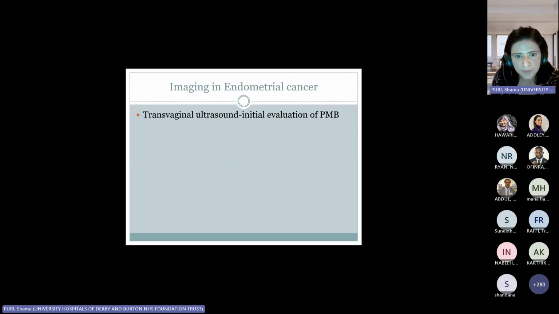So we have different imaging modalities available to assess endometrial cancer. The very first method which we use is transvaginal scan, and I has already touched upon that. When the lady presents with postmenopausal bleeding, that's the first investigation we do. And once the diagnosis is made, then MRI is used for local staging.